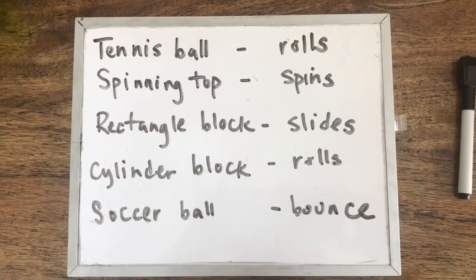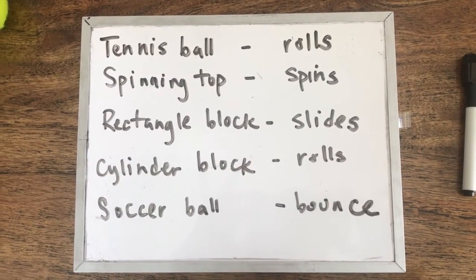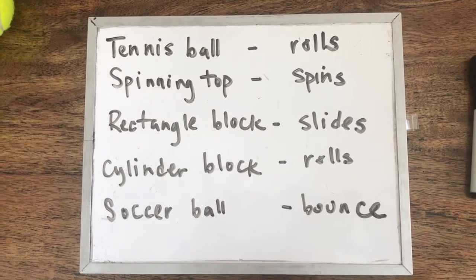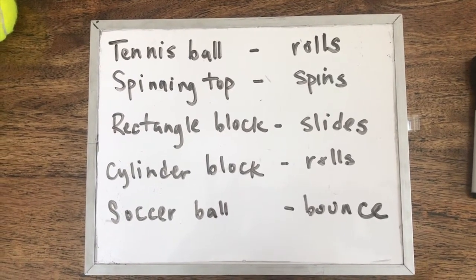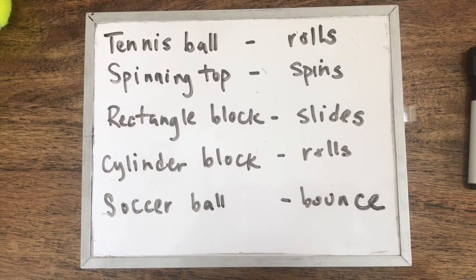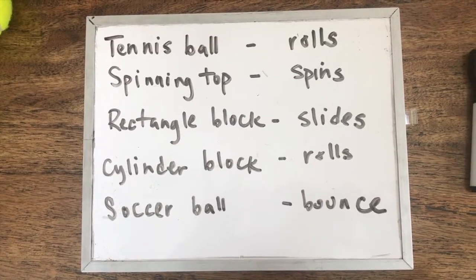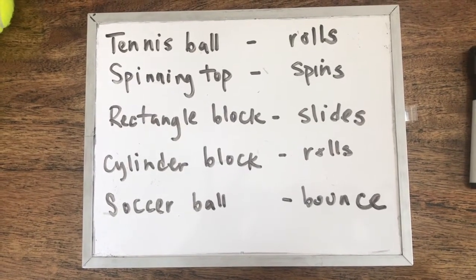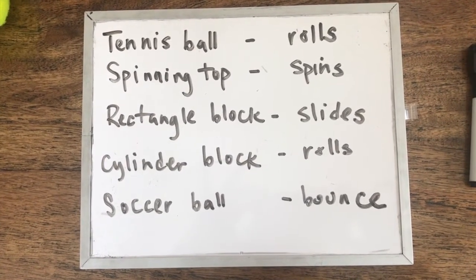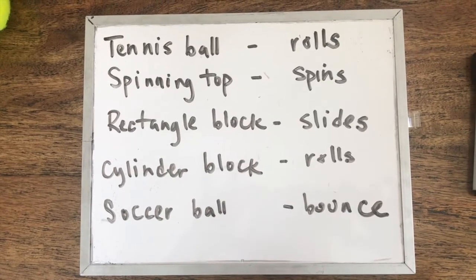Here I recorded how some of the objects tested move. The tennis ball rolls, the spinning top spins, the rectangular block slides, the cylinder block rolls too, the soccer ball bounces. Which of these go fast and which go slow? Which go round and round?